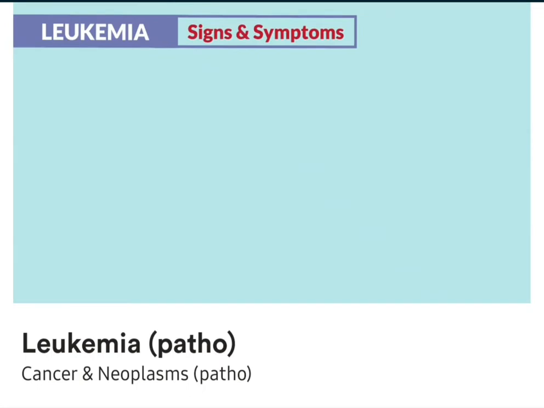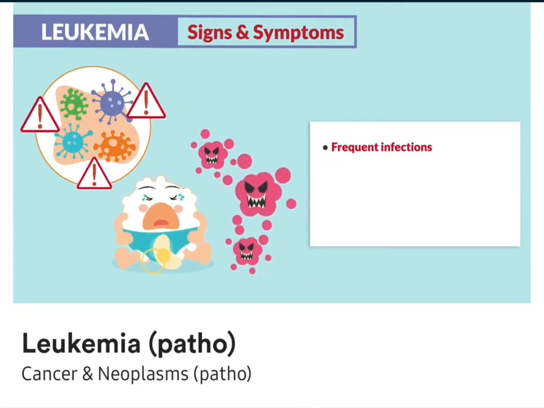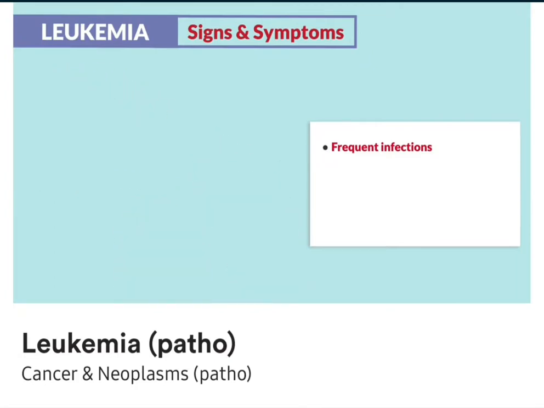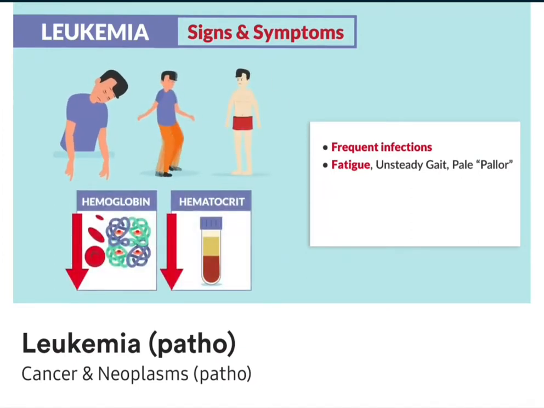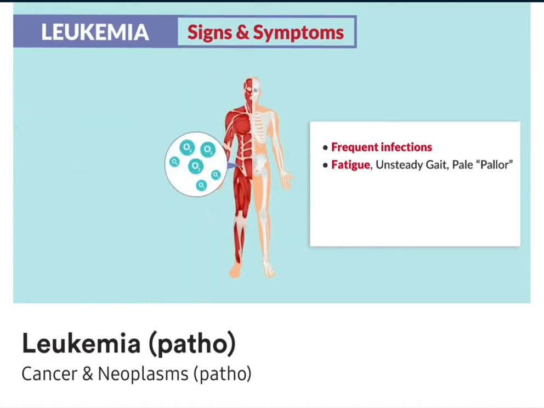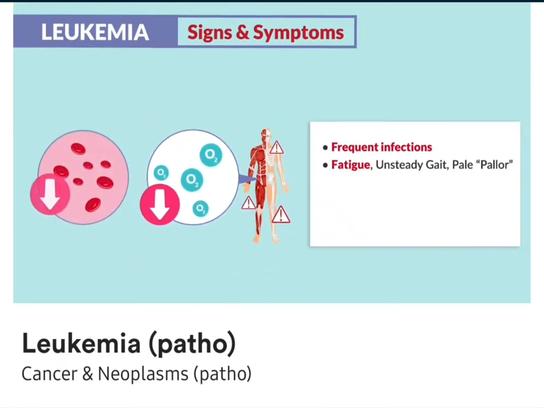Now the signs and symptoms include frequent infections because the WBCs are too immature, and remember, too young to fight infection. We also see fatigue and an unsteady gait, as well as pale, called pallor. This is from anemia, that low H&H. So just think we have less oxygen carriers and less perfusion to the brain, skin, and muscles, looking very anemic.